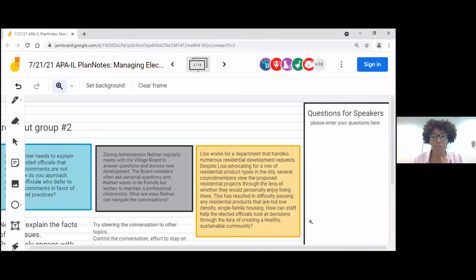Lisa works for a department that handles numerous residential development requests. Despite Lisa advocating for a mix of residential product types in the city, several council members view the proposed residential projects through the lens of whether they would personally enjoy living there. This has resulted in difficulty passing any residential products that are not low density, single family housing. How can staff help the elected officials look at decisions through the lens of creating a healthy, sustainable community? Oh, I feel like someone was spying on me when they wrote this scenario.